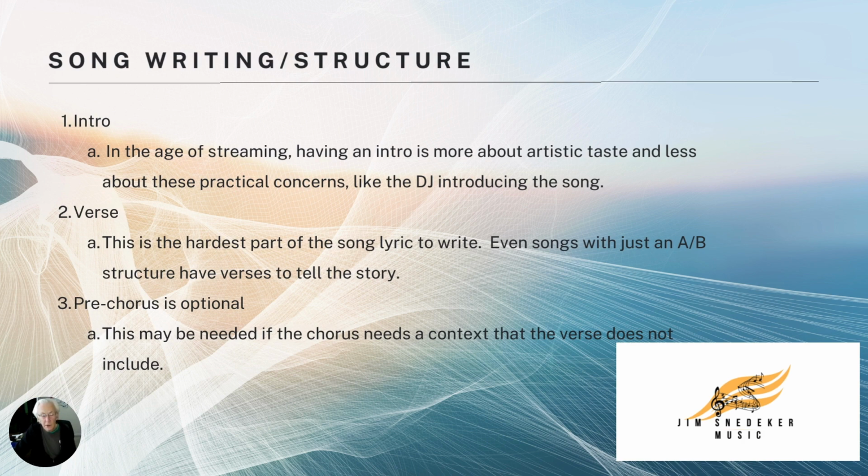Next, we want to move on to the verse, and this is probably the hardest part of the song lyric to write. Even songs with just an A-B structure have verses. Those verses tell the story. Next part is the pre-chorus. That may be optional. It's needed if the chorus needs a context that the verse does not include. I'd love to have some examples of this. If you have one for me where a pre-chorus is in a song, why don't you leave me a comment in the description of this video? I just could not think of one while putting this presentation together.